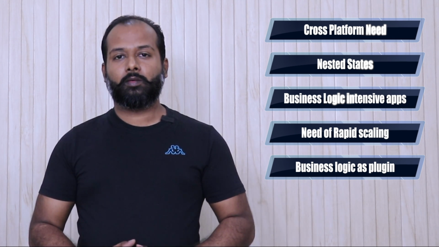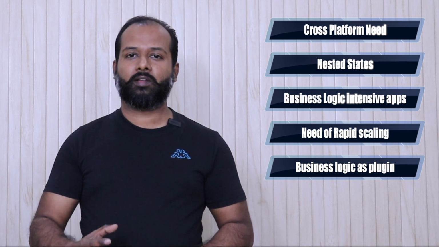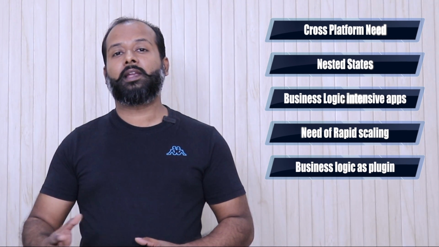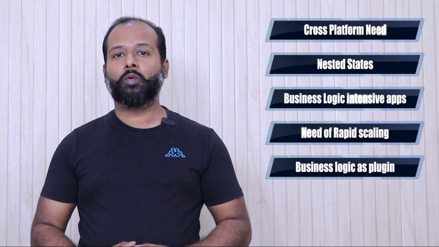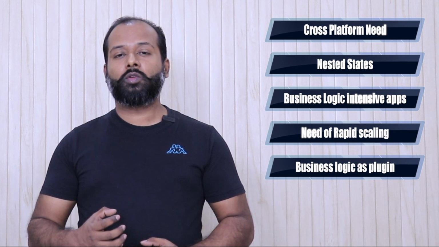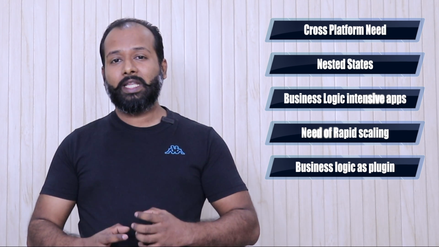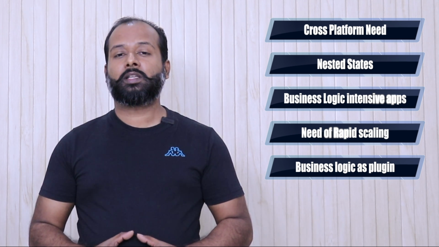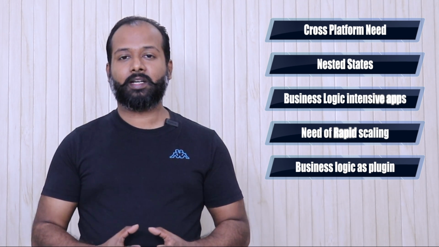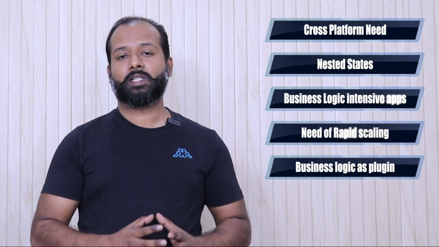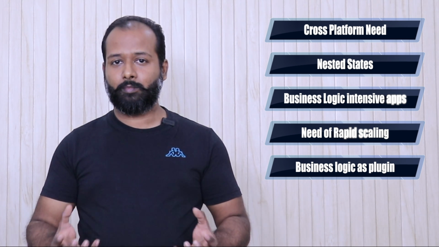The fifth point is business logic as plugin. Suppose a requirement comes in and you develop some business logic in your app, and later the client says he doesn't need that functionality. You should be capable of removing that functionality without any disturbance to your project structure. To deal with these kinds of situations, RIBs is a very good architecture, because here every functionality is represented with the help of a RIB structure, which can be easily pluggable.